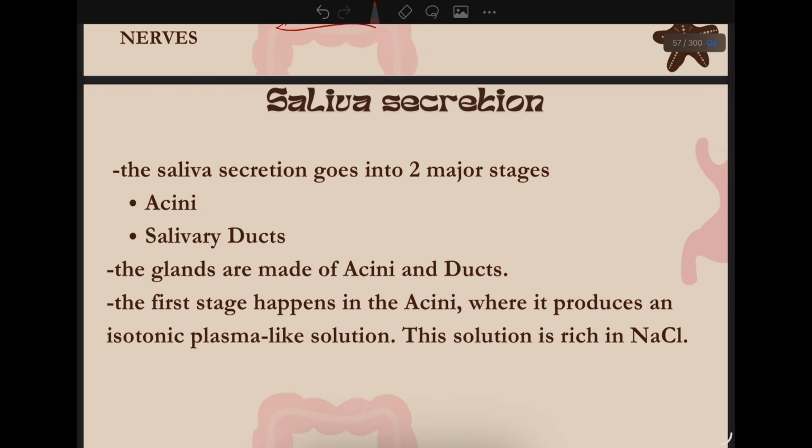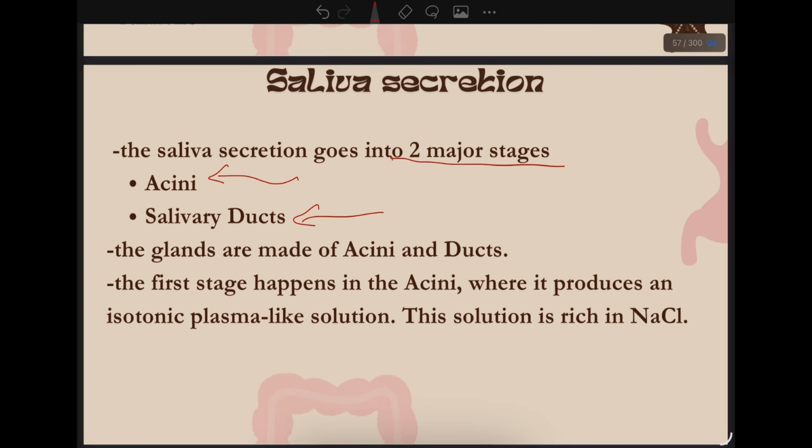Saliva secretion. So we are now going to secrete the saliva. But what's happening to the saliva? It goes through two major stages. We produce it in the acini and then modify it in the ducts. You will see this pattern a lot, inshallah, throughout the physiology of the GIT: we secrete in the acini and we modify in the ducts. So the first stage is in the acini. It produces an isotonic plasma-like solution which is rich in salt. I want you to remember, it's isotonic and rich in salt.